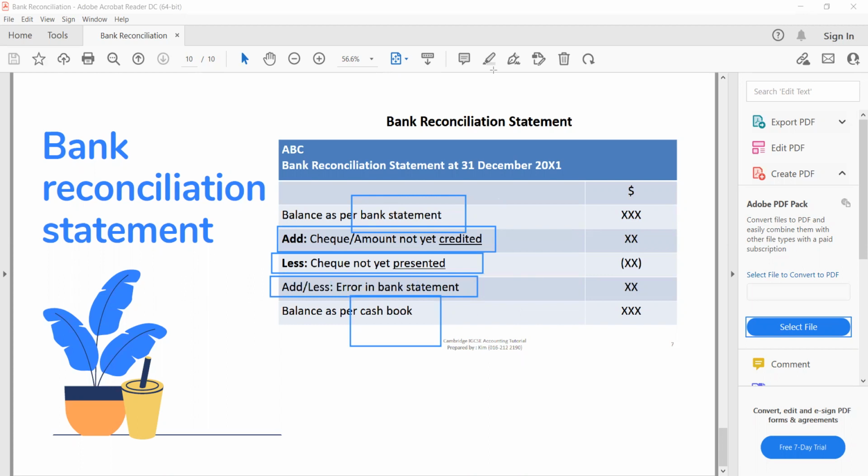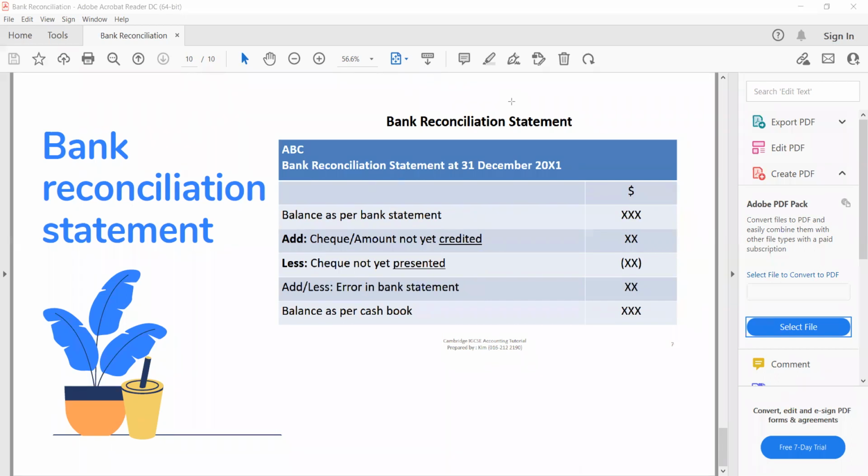So that's all for the bank reconciliation statement. Go to the topical exercise that I have done for you. Go through it and read it. Then you will have a better idea how to do it.